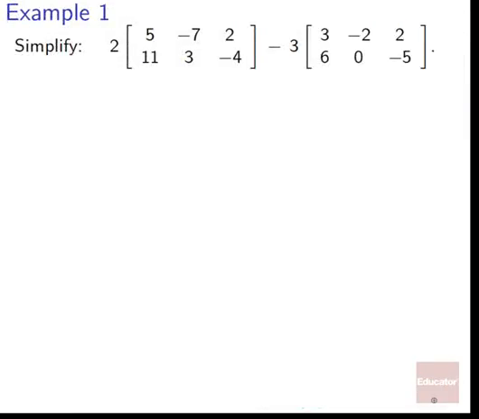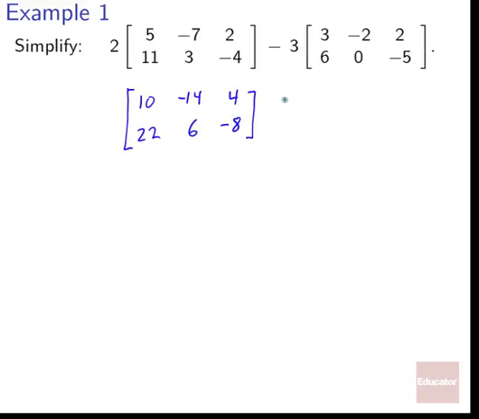Right, ready for some examples. So first off, a little bit of scalar multiplication. So let's do the scalar multiplication and then we'll do the subtraction or addition. So 2 times the matrix 5, negative 7, 2, 11, 3, negative 4. Its order stays the same. So 2 times 5 is 10, 2 times negative 7, negative 14, 2 times 2, 4, 2 times 11, 22, 2 times 3, 6, and 2 times negative 4 is negative 8.